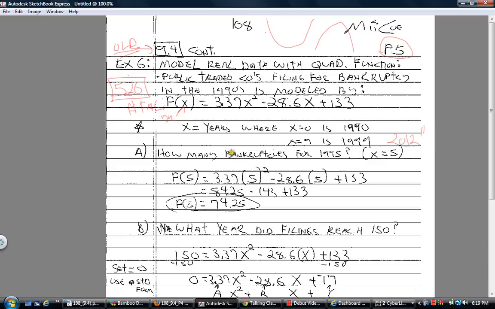So how do we do these problems? They say, how many bankruptcies were there for 1995? These are the easy ones to do, because all you do is take the given quadratic equation or function, and instead of putting x, you put 5 in and substitute it, and then you're in plug and chug mode. Now I just want to point out something real quick. What if I asked you to find out how many bankruptcies there were when x equals 0 for 1990? How quickly could you come up with that answer?